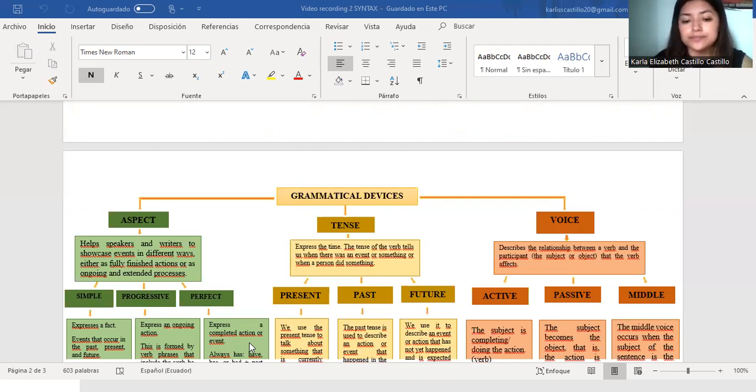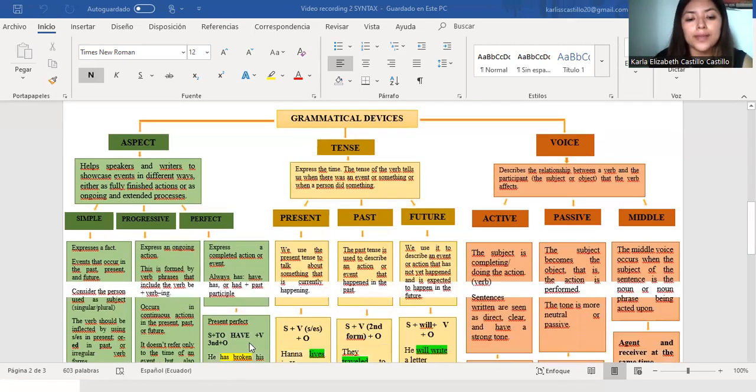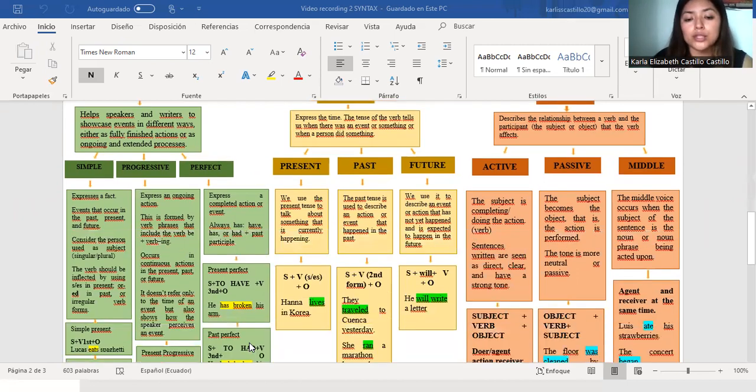In the present tense, we use the present tense to talk about something that is currently happening. For example, to write a sentence in the present tense, we follow the grammatical rule: subject plus verb in s and es and object. For example, Hannah lives in Korea, or another sentence can be Maria speaks English.